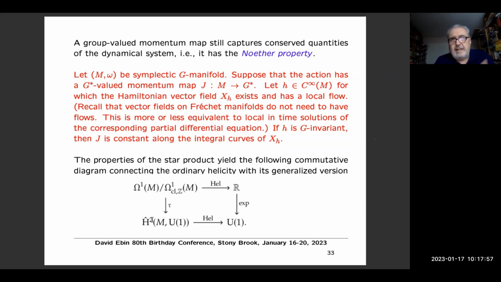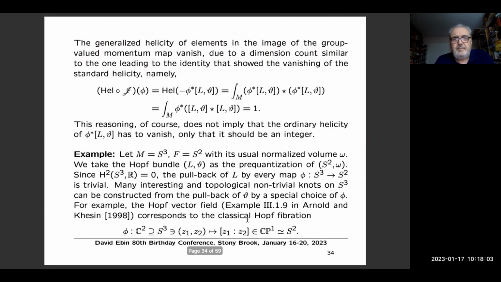Cheeger-Simons differential characters come equipped with this map. And this diagram commutes, which is the exponential. I'm not going to go through this. You can do the computation, but since I haven't explained to you what the star is, it makes no sense. All I'm telling you is that you can prove that helicity can be an integer.